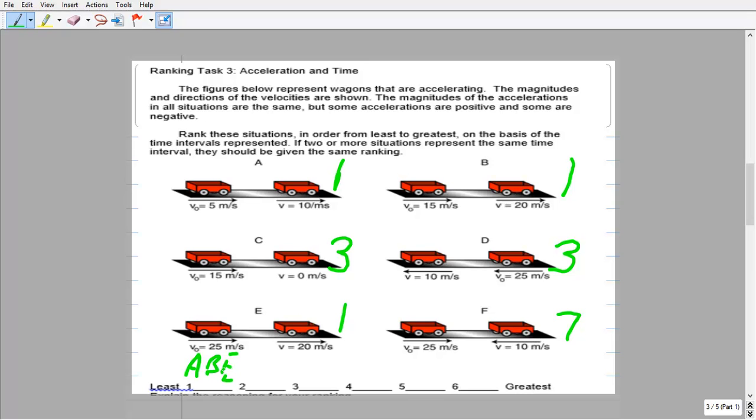Then C and D tied at 3. And then finally F took me the longest, 7 seconds. Moving on.